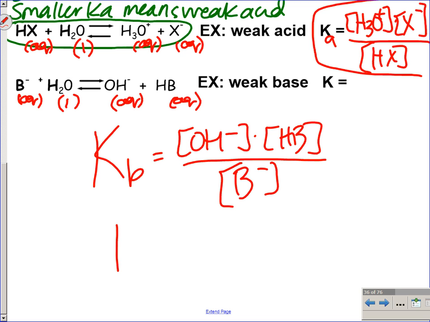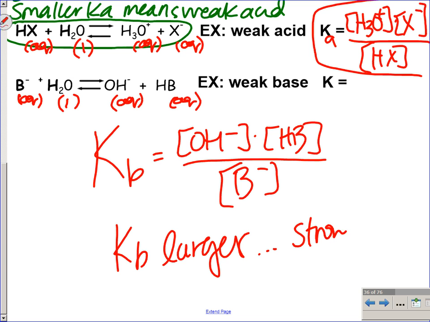If this Kb is large, what can you imagine? It's a stronger base, and if the Kb is small, it's leaning towards a weaker base because of its not really high potential for ionization. Questions? What's considered large or small? Usually greater than 1 is large and less than 1 is small, but you can still do a relative comparison.